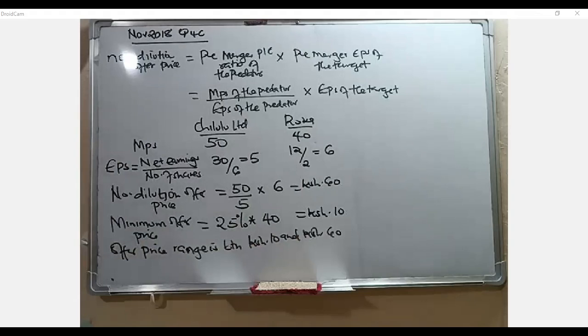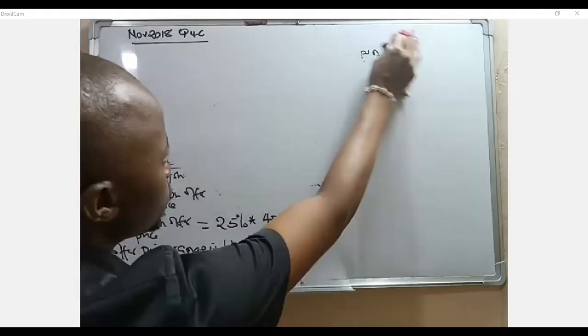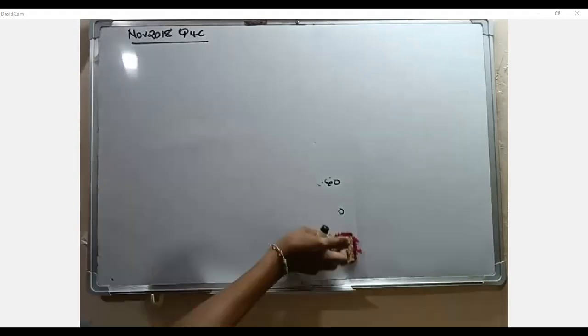Number 2, you can see the examiner is asking: if Roca Limited accepts an offer by Chilulu Limited of 40 shillings per share in a share for share exchange, determine the post-merger earning per share. The first thing that we need to determine in such a question is the maximum exchange ratio.